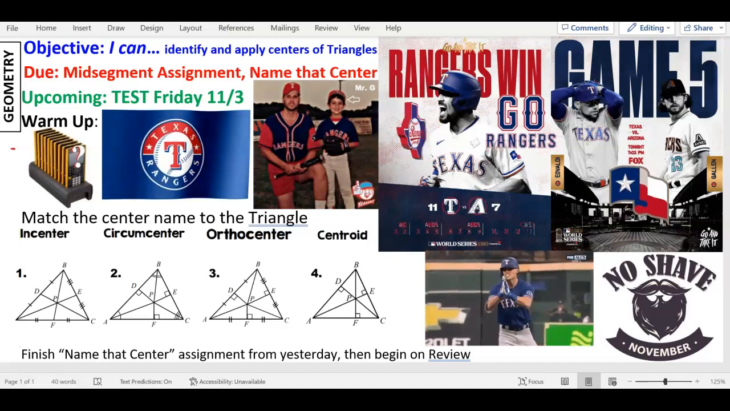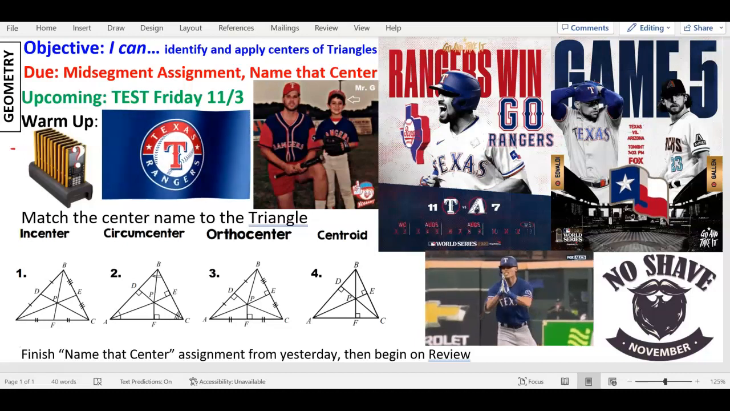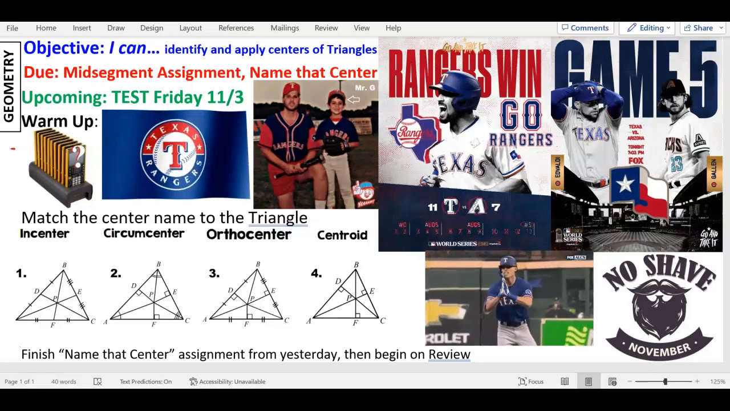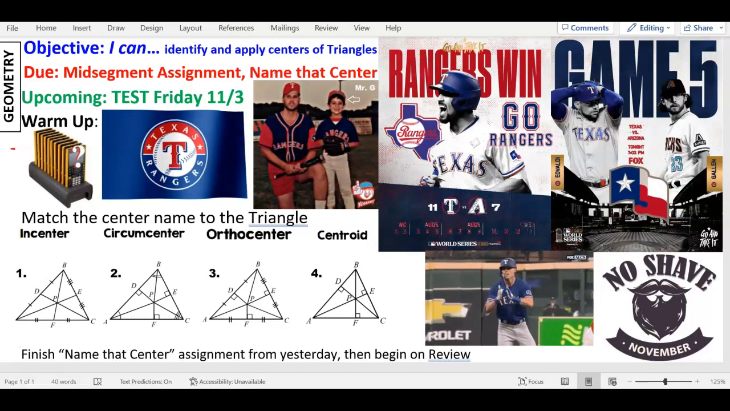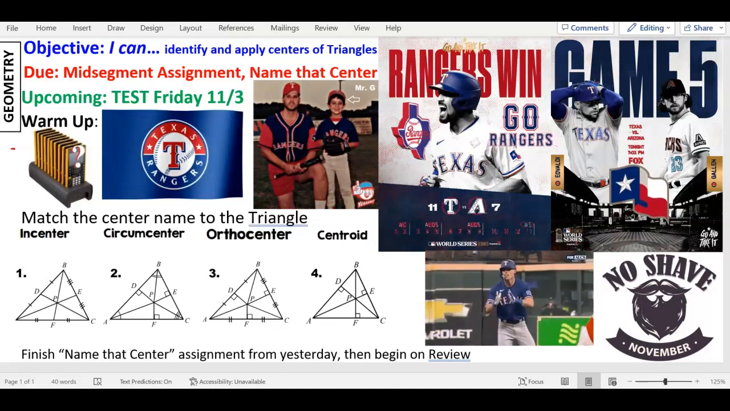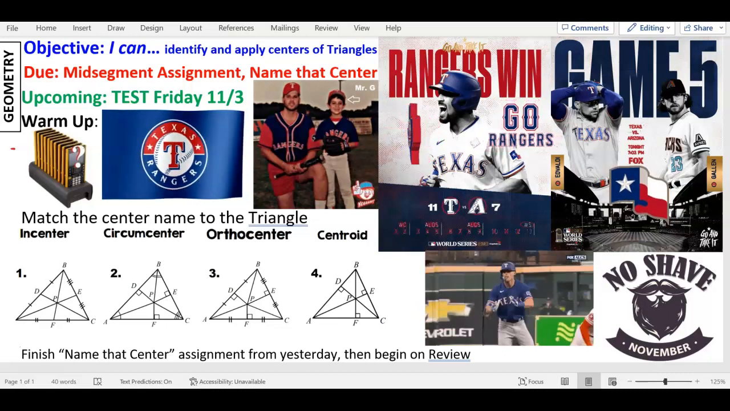So if you look at your notes, again, we wrote this down. There's pictures you can compare it to. But on that third one, we said vertex to midpoint is called a median. And if you have medians, that center is called a what?